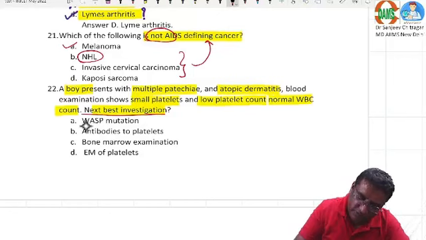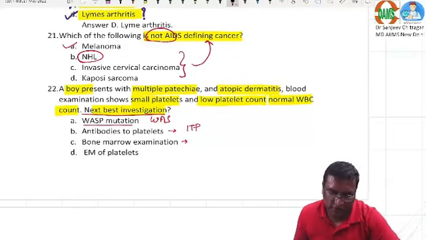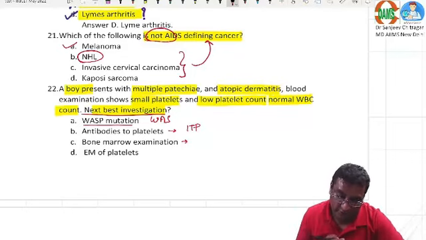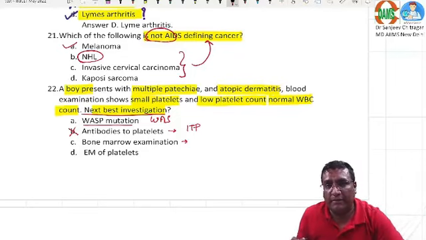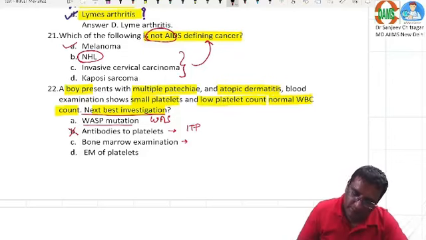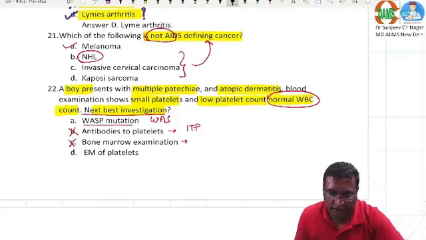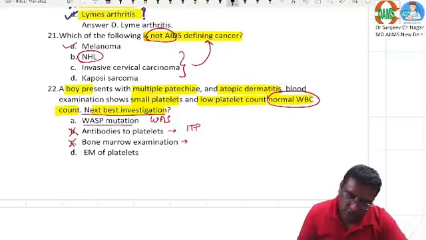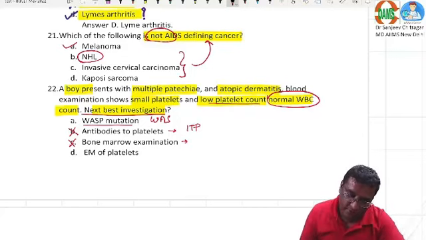Okay, so WASP gene mutation, this will be seen in Wiskott-Aldrich syndrome. Antibodies to platelets will be seen in ITP, and bone marrow examination will be the next investigation in aplastic anemia or leukemias, and EM of platelets, electron microscopy of platelets. So now look, very important, I rule out option D straight away because I am not suspecting ITP here. Bone marrow examination is also ruled out because the WBC count is normal. Neither am I suspecting leukemia nor aplastic anemia in this. Right? So that is also ruled out because thrombocytopenia can be associated with aplastic anemia or leukemia in a child, but none of them look likely.